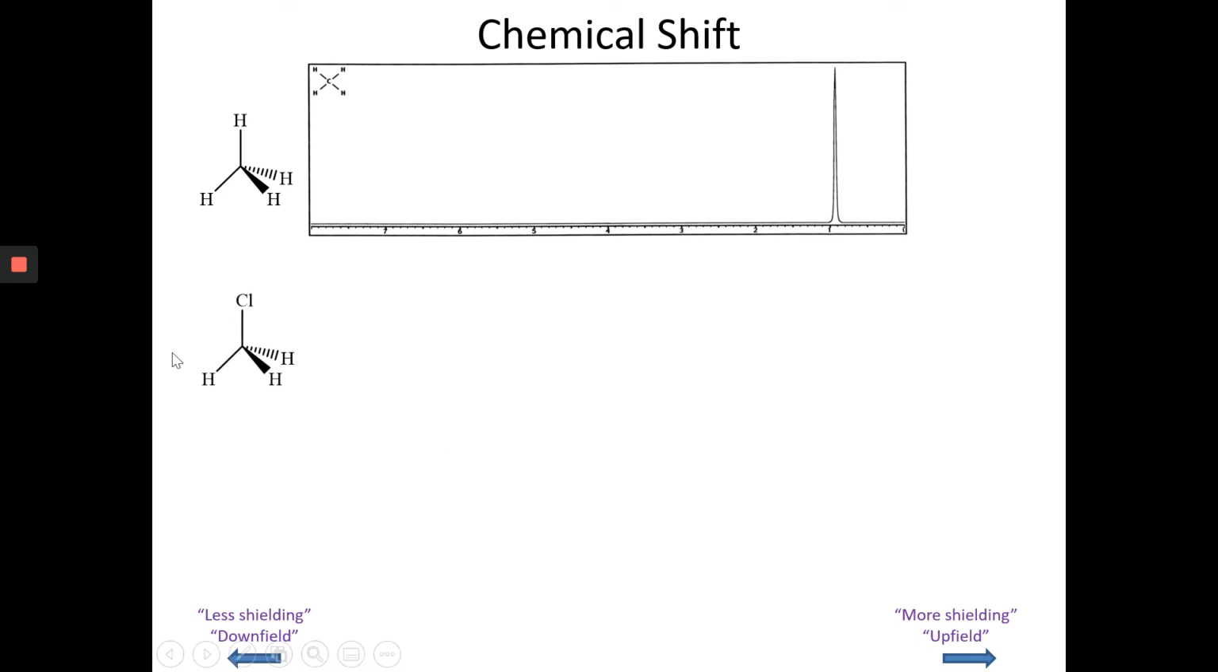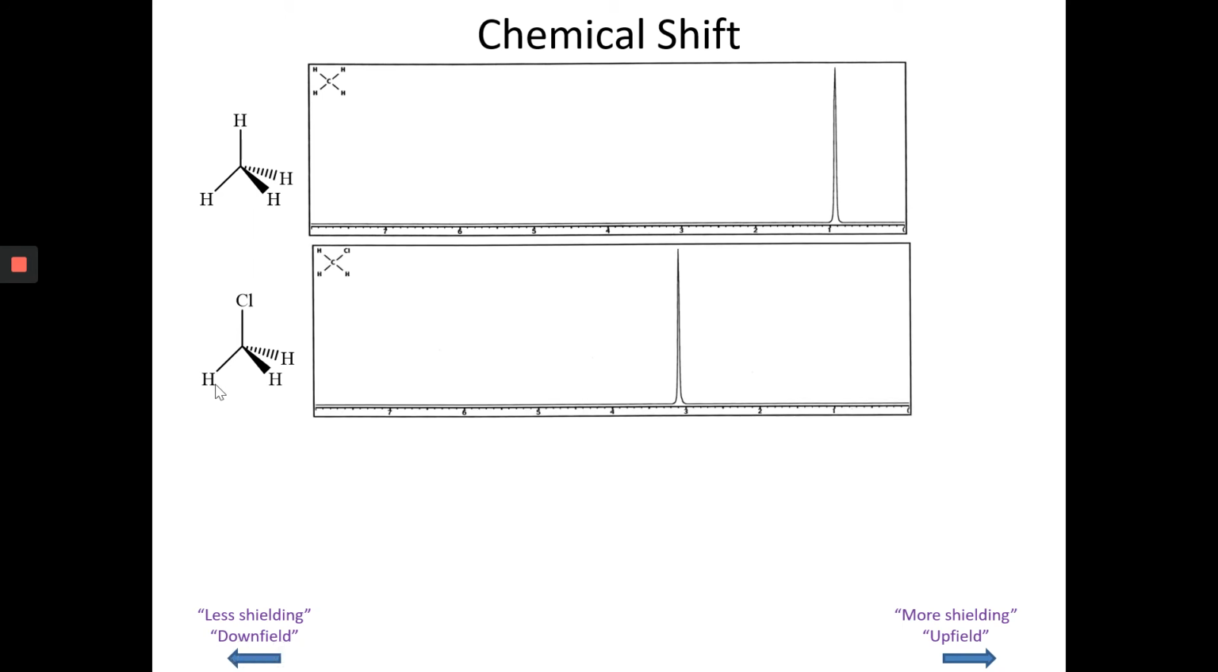This is methane, except we've replaced one of the hydrogens with a chlorine. Because we've replaced it with a chlorine, that chlorine is going to pull electron density towards the chlorine and away from the hydrogens. So as electrons get sucked away from the hydrogens, there's now less shielding, less electron density, around those hydrogens. We're developing a partial positive charge here, and that's going to push the signal to the left, which remember is downfield. So one chlorine is going to push my signal down to about 3 or 3.1 ppm.